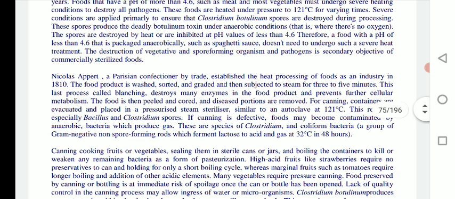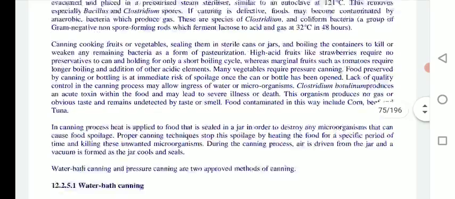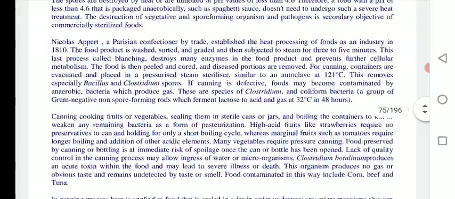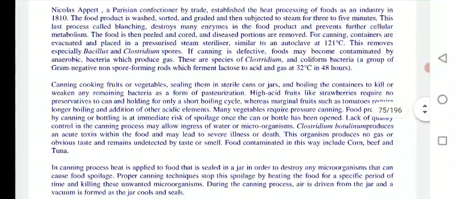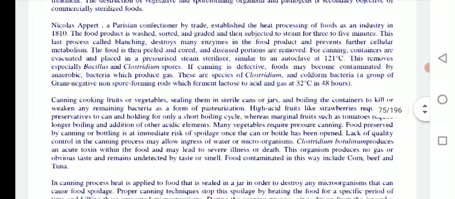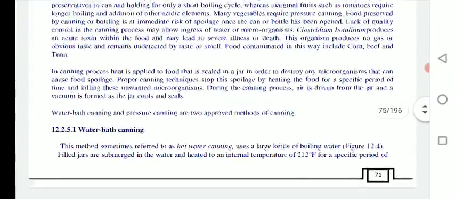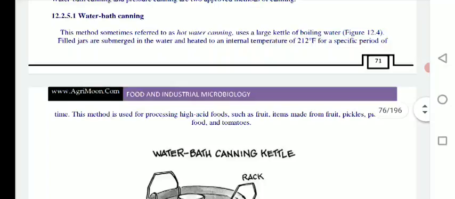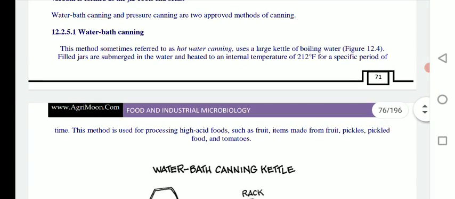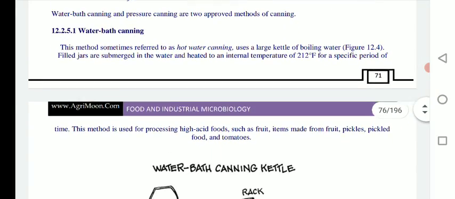So some of the foods don't need to undergo such a severe heat treatment, and the destruction of vegetative or spore forming organisms and pathogens is a secondary objective of commercially sterilized foods. So here we have discussed sterilization. Then canning is another term which is used for packed foods, and again we provide heat treatment for canning of foods.